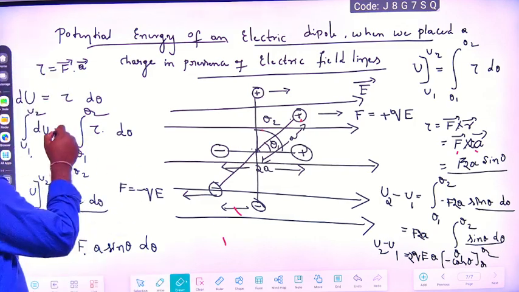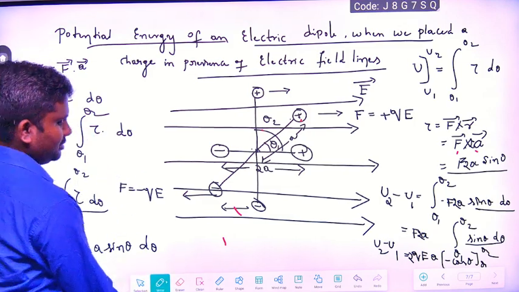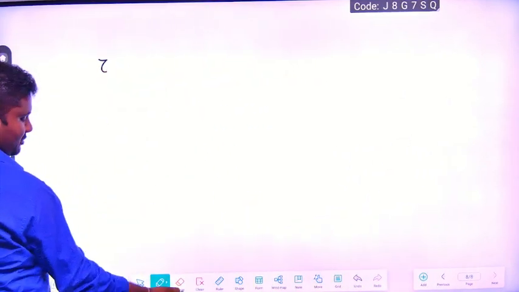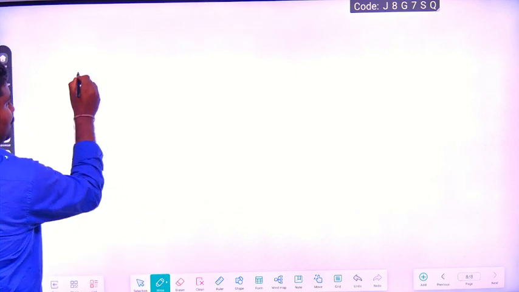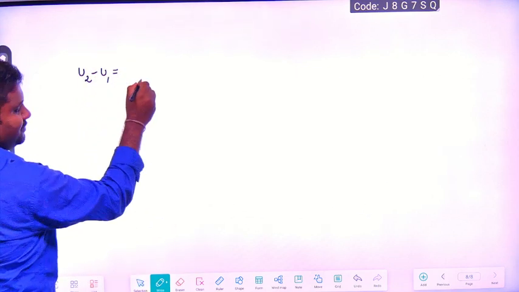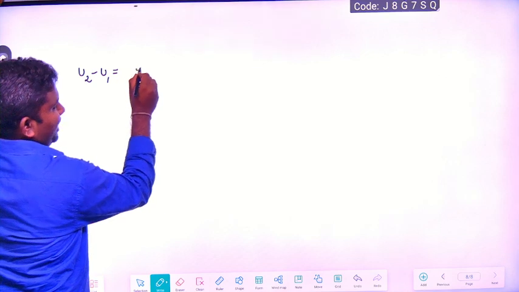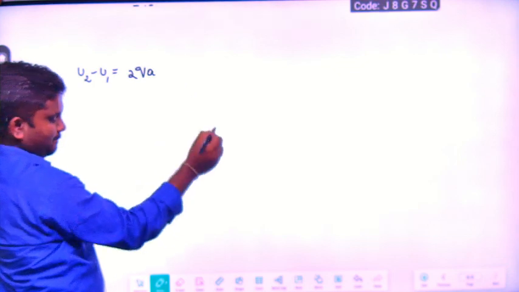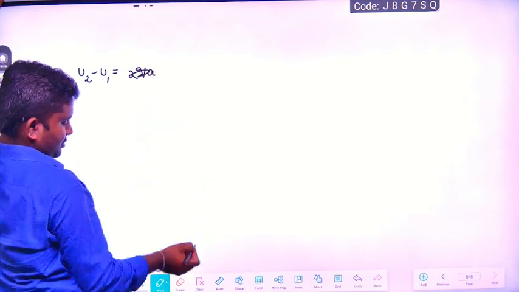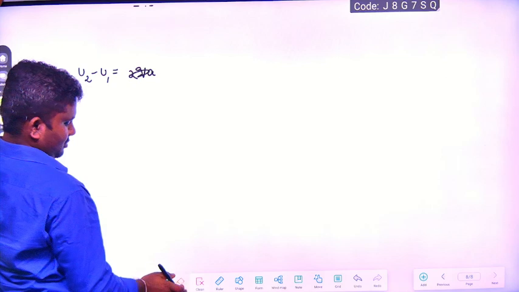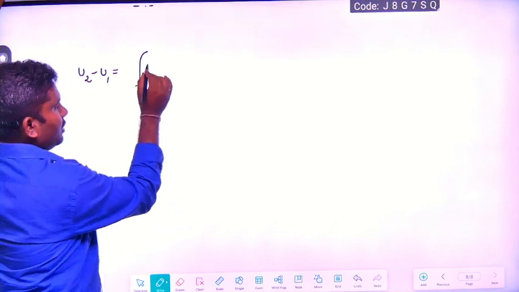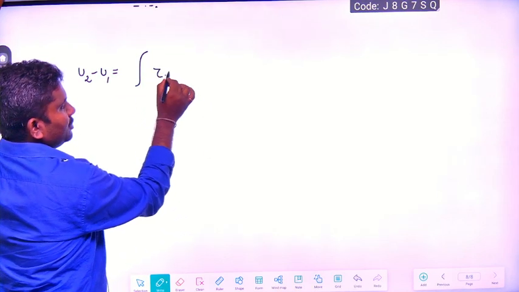Shall I erase this or shall I take the next? Next I will take. Now what did we get? U2 minus U1 is equal to how much? F is QE, I said, no? So 2QEA. Once again I will explain: the integration of tau into distance 2A.